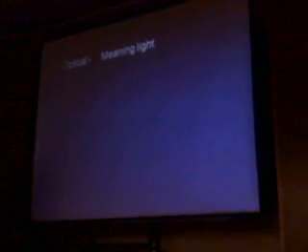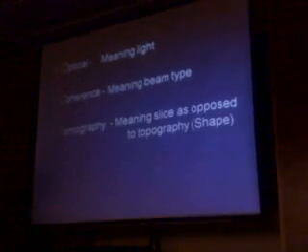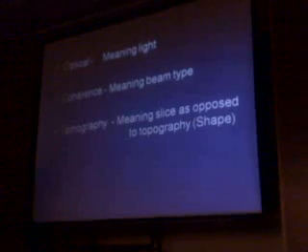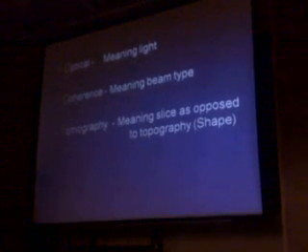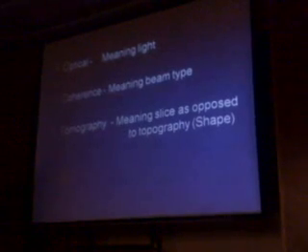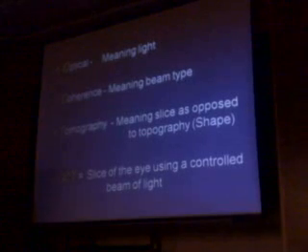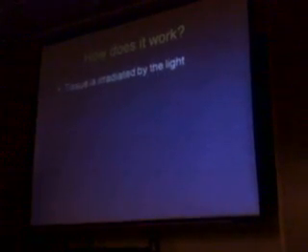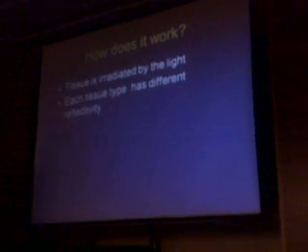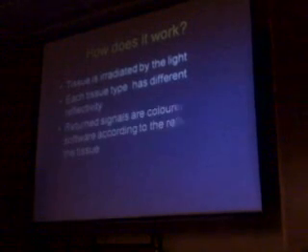Optical means light, coherence is the type of beam, and tomography means slice, like a slice of cake, as opposed to topography, which is the shape. So OCT is a slice of the eye using a controlled beam of light. How does it work? The tissue is irradiated by the light, and each tissue type has a different reactivity.